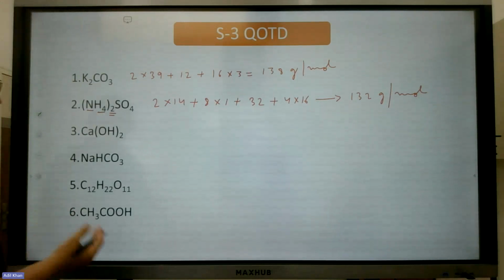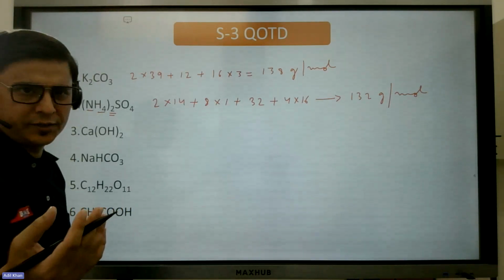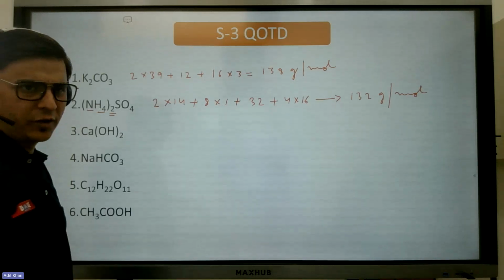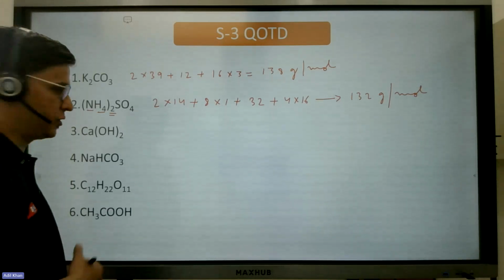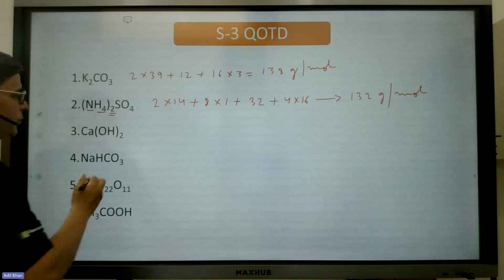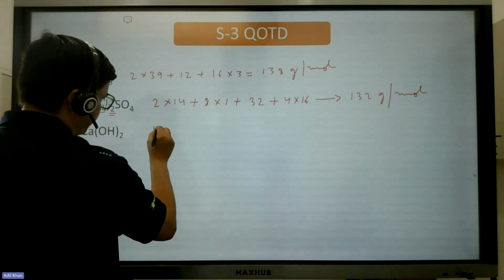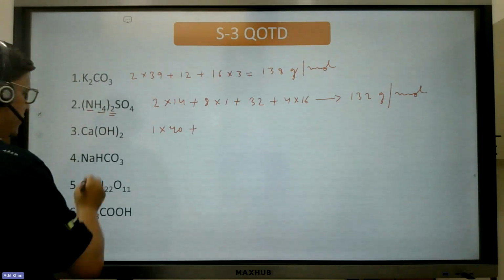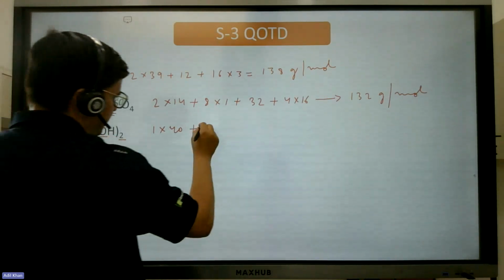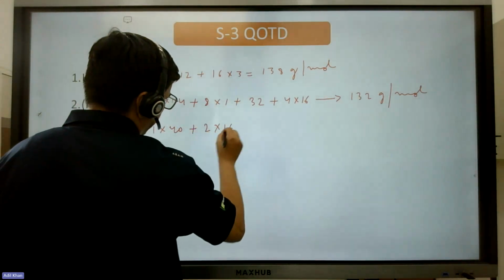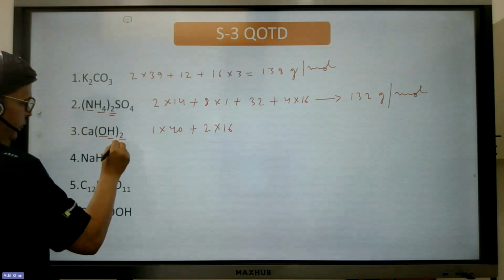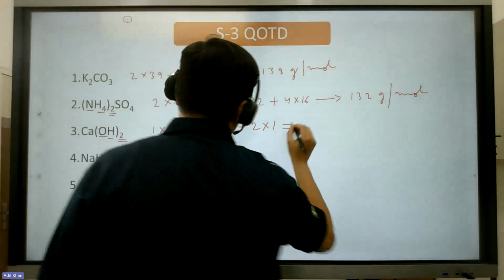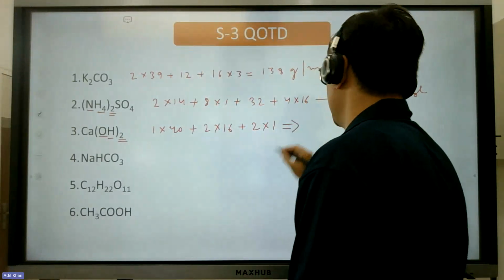Third one is calcium hydroxide. It is also known as the formula of limestone or marble, eggshell. When you dissolve it in water, it is also known as lime water, just for your knowledge. So calcium is 1 time, the mass is 40. So 1 into 40. Oxygen is 1 into 2, twice. So 2 into 16. And hydrogen is also 2 times. So 2 into 1. Find out the mass.